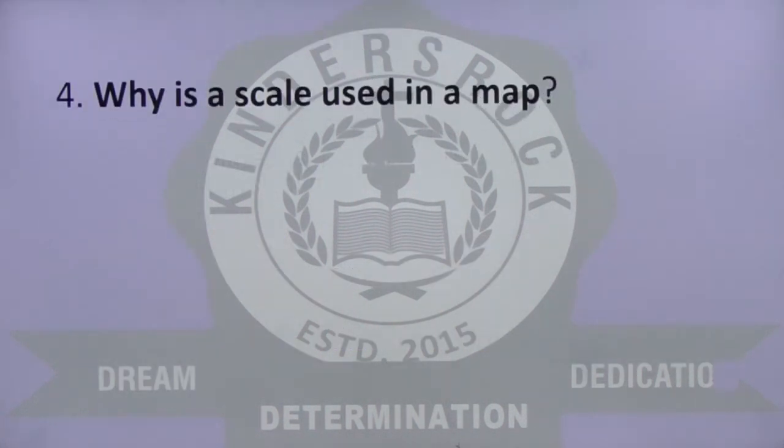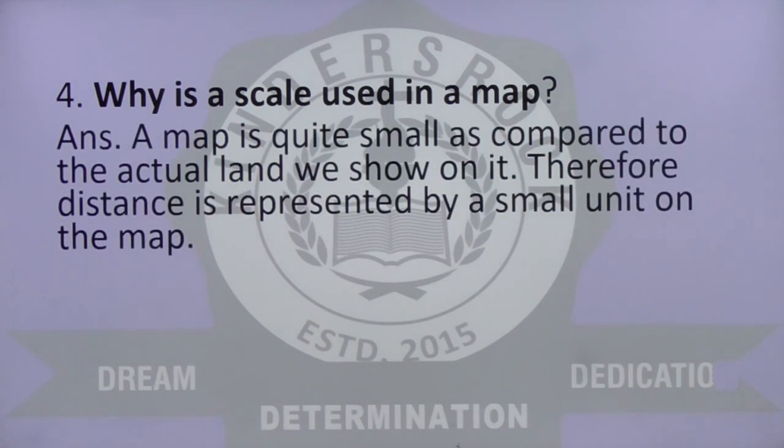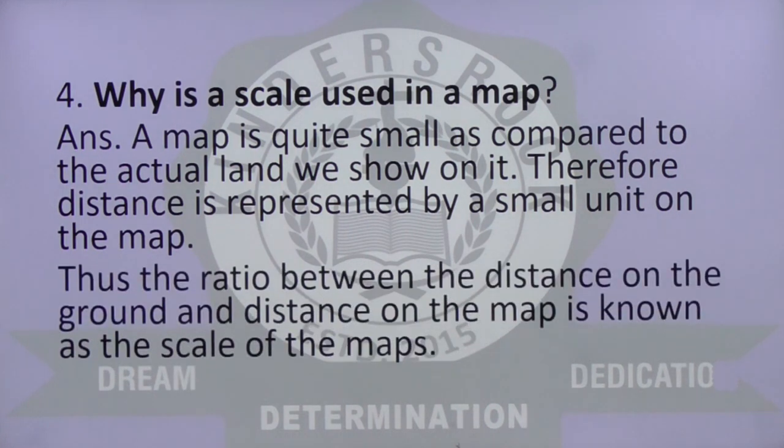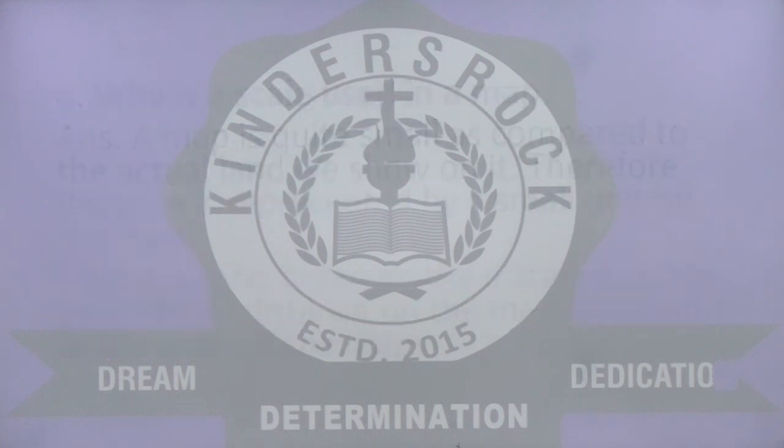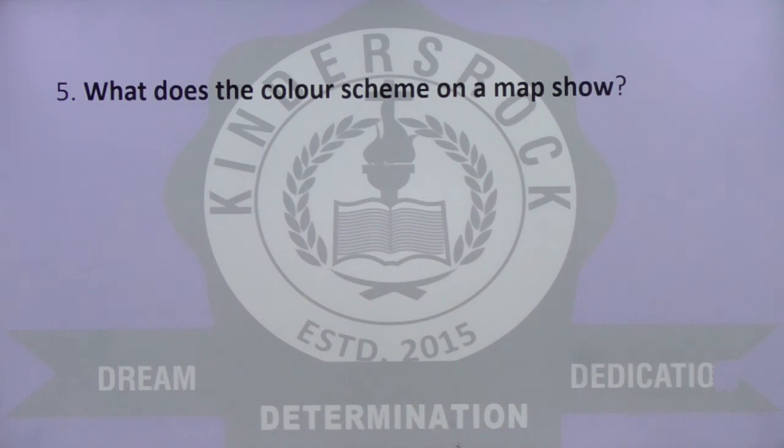Why is a scale used in a map? A map is quite small as compared to the actual land we show on it. Therefore, distance is represented by a small unit on the map. Thus, the ratio between the distance on the ground and the distance on the map is known as the scale of the map.